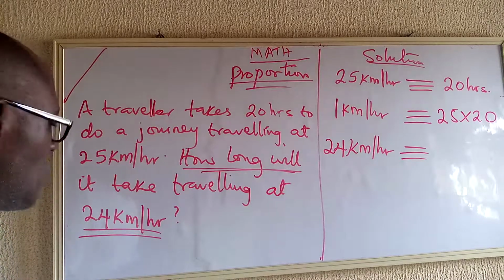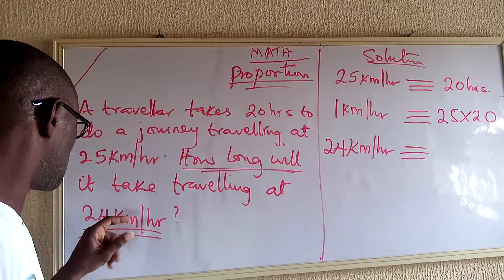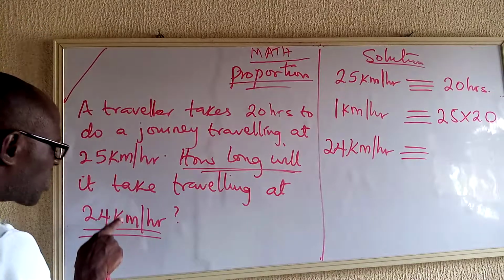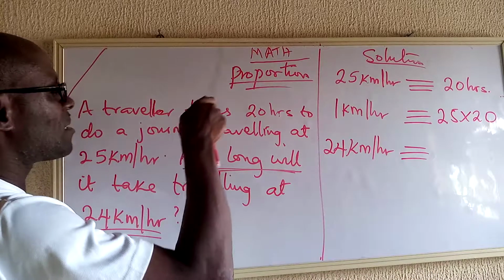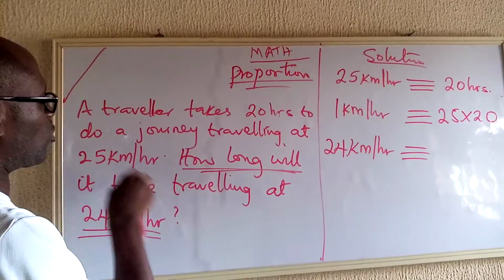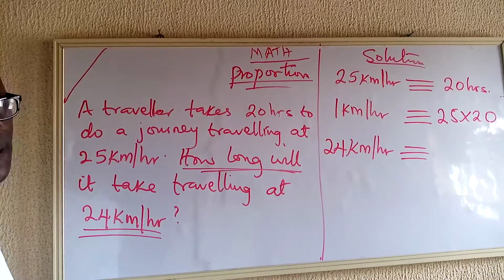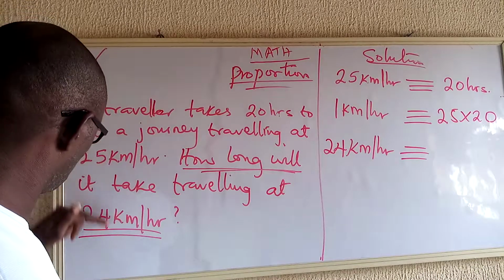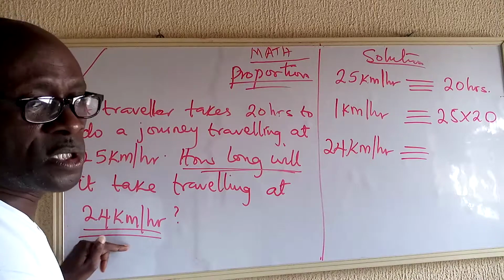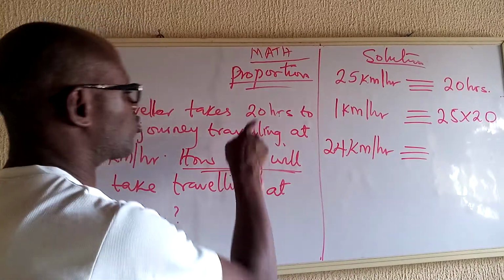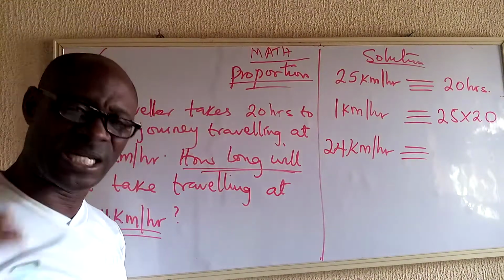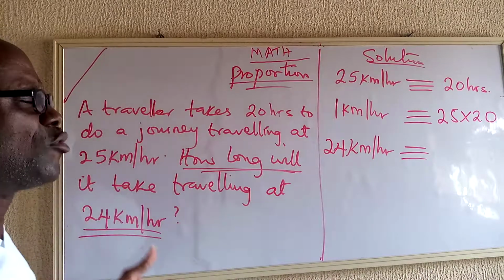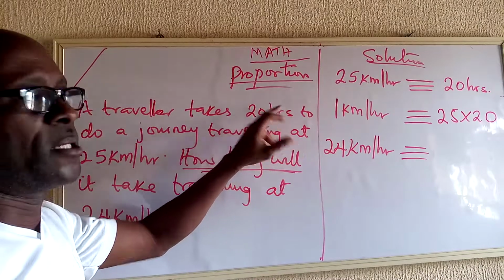Of course, the lesser speed will spend more time. So that means 24 km per hour will take more than 20 hours because 25 km per hour is for 20 hours. So let's see how we now go about it. So this is what we call indirect proportion, because decrease in the speed from 25 to 24 will lead to increase in time spent from 20 hours to a higher value, which we don't know yet. But that will guide you, since you have already had it in mind that your answer must be more than 20 hours. So let's go.